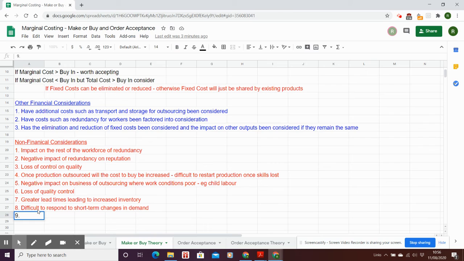Loss of quality control, I've already spoken about that. Greater lead times leading to increased inventory. So what we mean by lead time is how long it takes from placing an order to actually receiving it. So if you manufacture goods in the country where you sell them, you don't need to worry about how long it takes for those goods to get from a factory overseas. And that lead time might be significant. It might be 8 to 10 weeks, for example, if you're purchasing in China and you're a company in the UK.